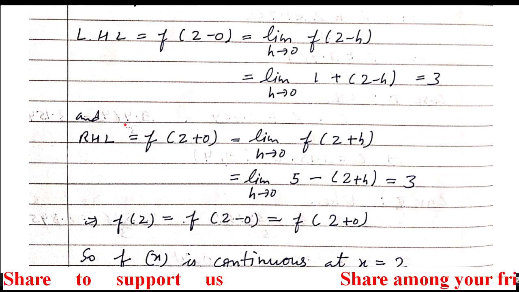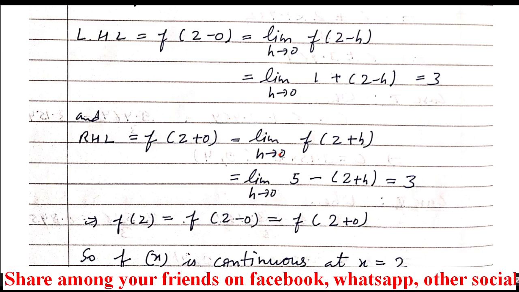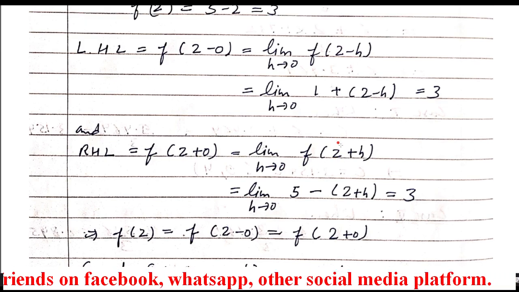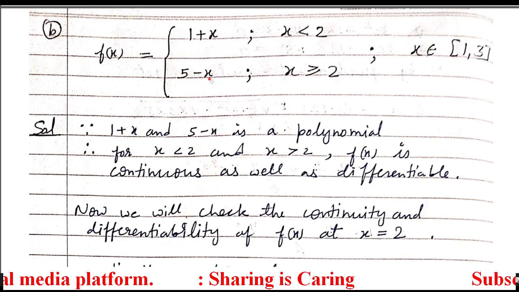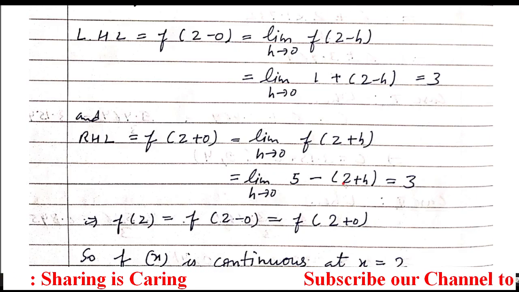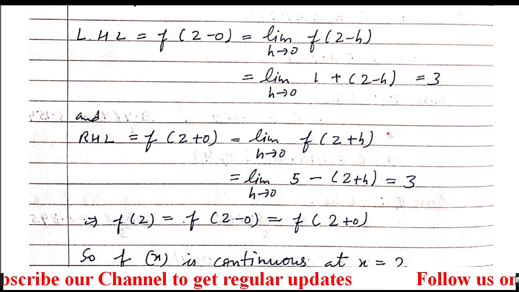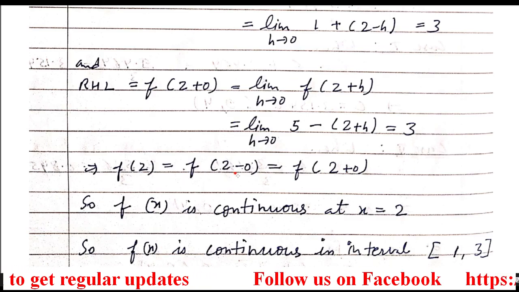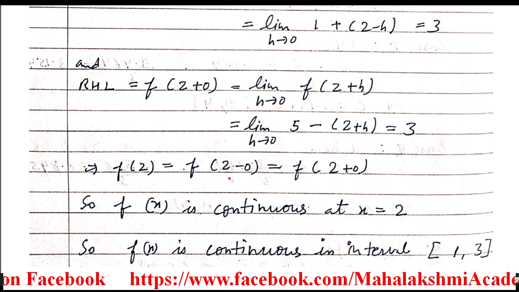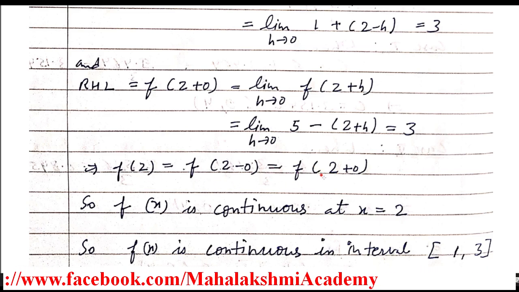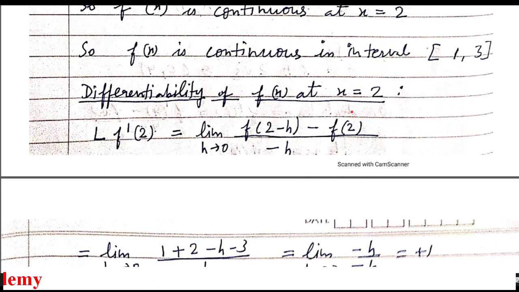Then right hand limit at 2. So for right hand limit we have to do plus 0. Then replace it by h, where h tends to 0. And now 2 plus h means it's greater than 2. So when x is greater than 2, the function's value is 5 minus x. So in 5 minus x, instead of x, it will come 2 plus h. Now when we open it, we will get again 3. So what we found is f(2), then left limit and right limit, both are equal. Since all three values are equal to each other, we can write the function is continuous at 2.